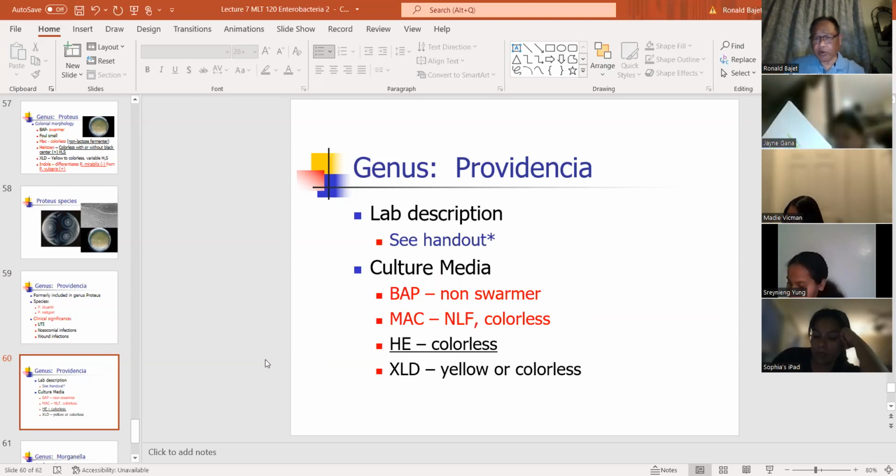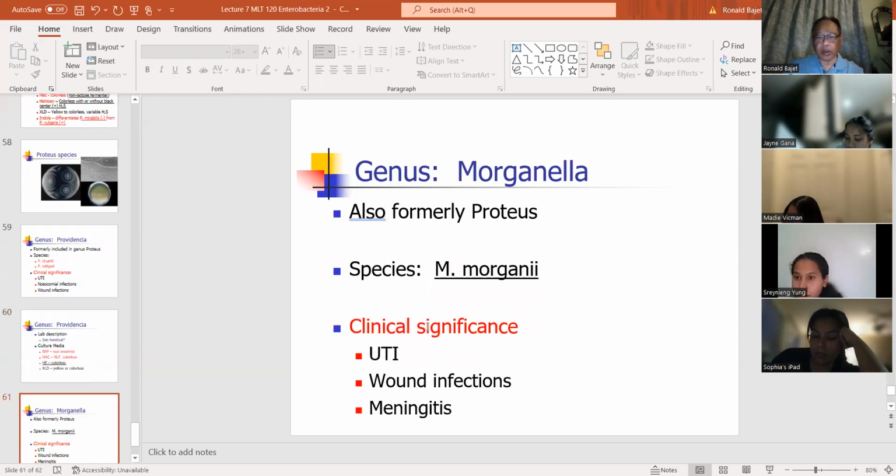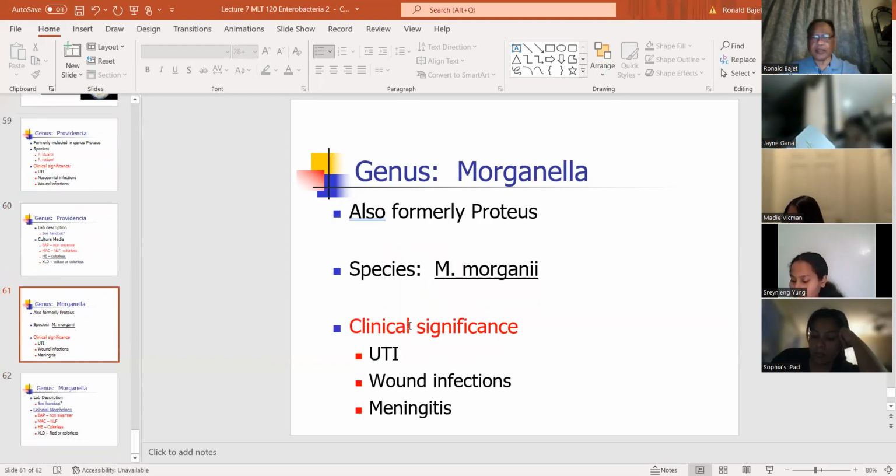So when working the microbiology benches, you always look on MacConkey to see if you have any colorless colonies, because those are the colonies that you have to work up. Morganella is also in the same group. Morganella has a similar clinical significance to Providencia, UTI, wound infections, but also meningitis. So Morganella can be a pretty significant pathogen.